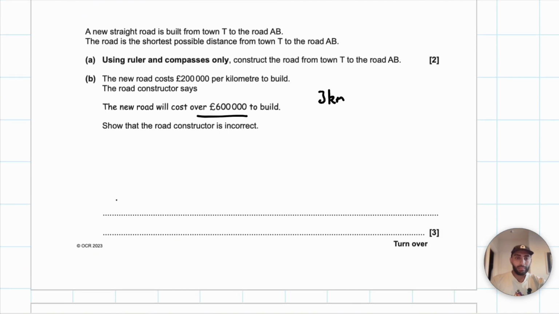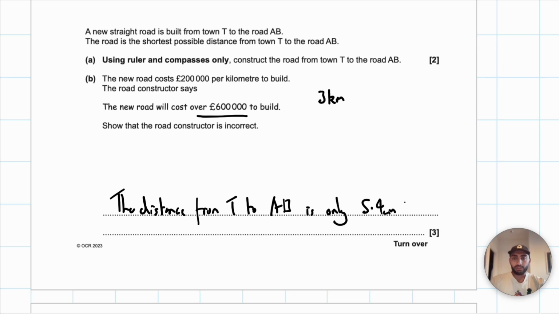So we can say the distance from T to AB is only 5.4 centimetres, and the constructor thinks it is 6 centimetres or more.